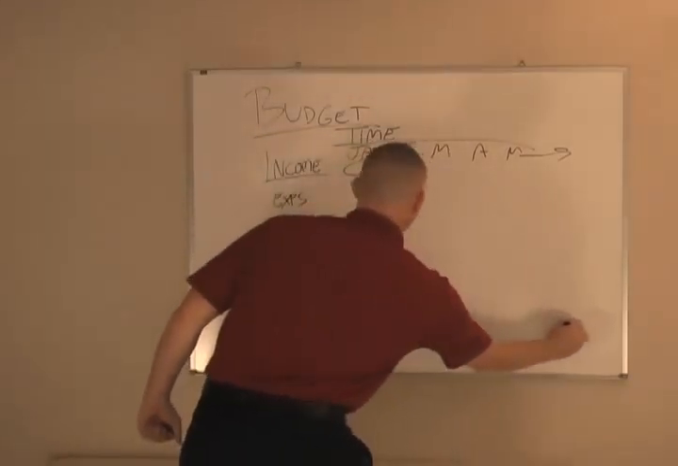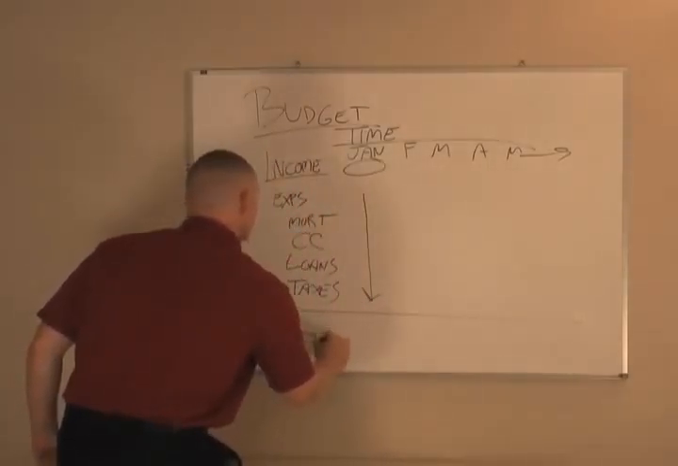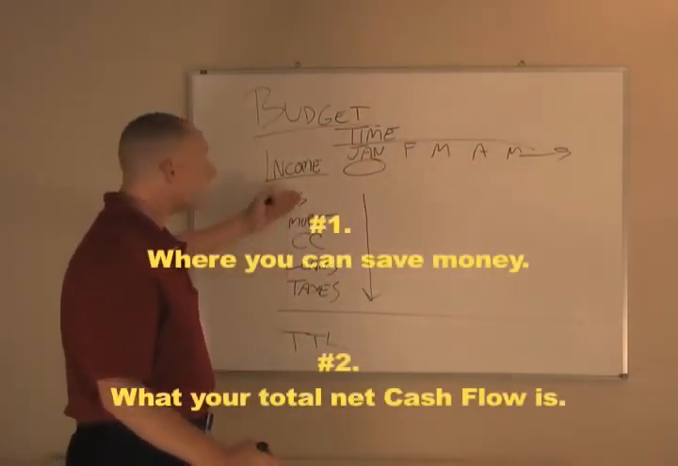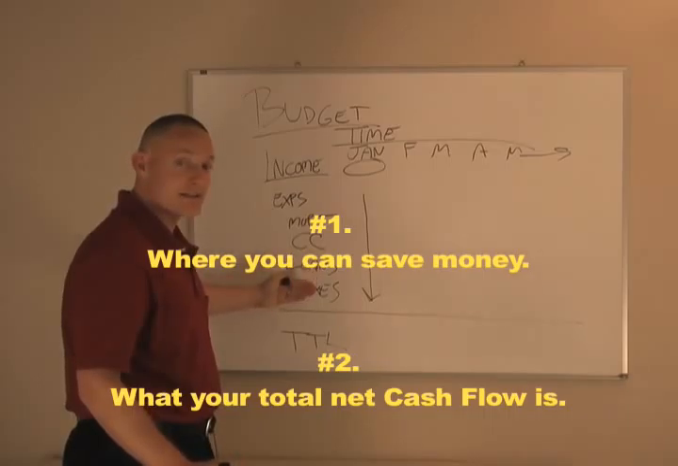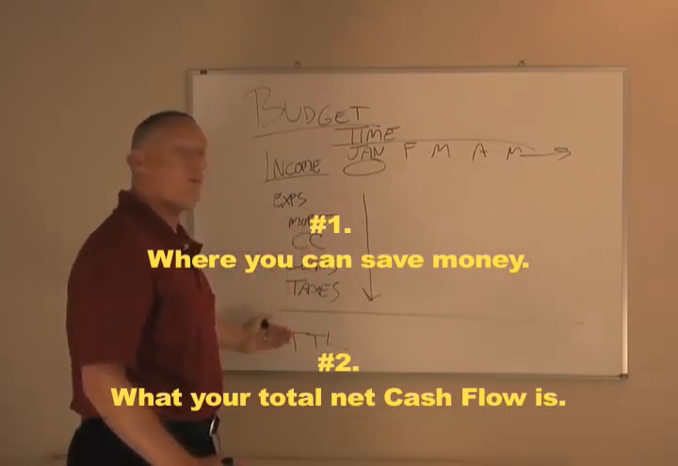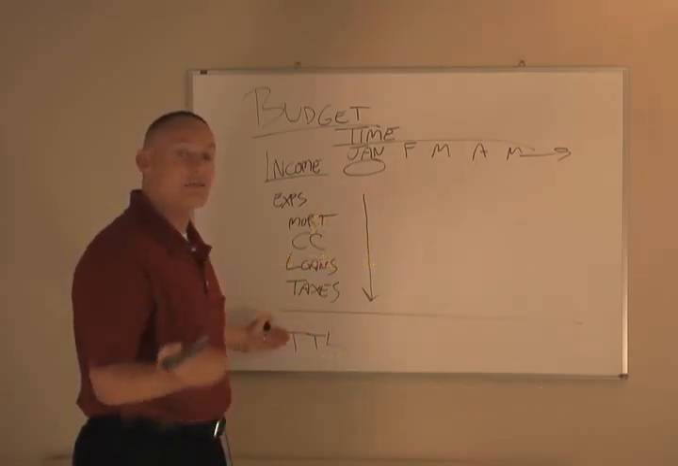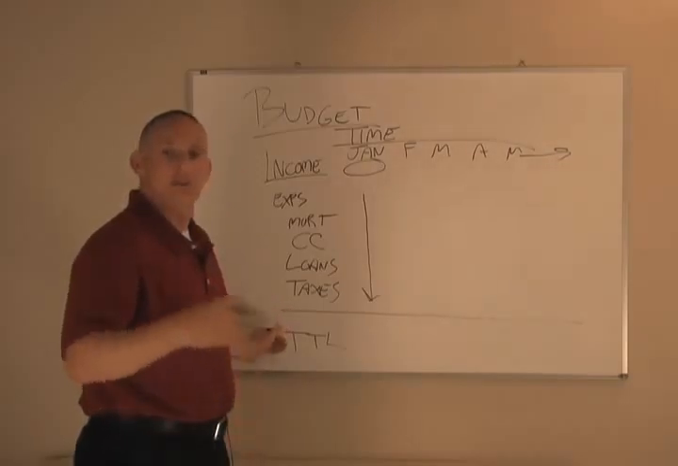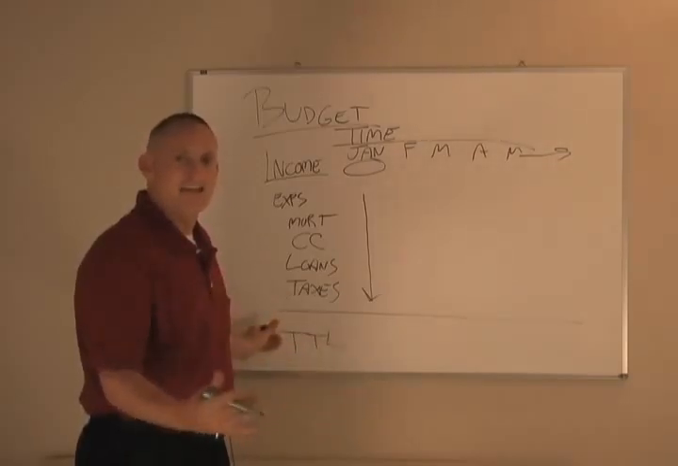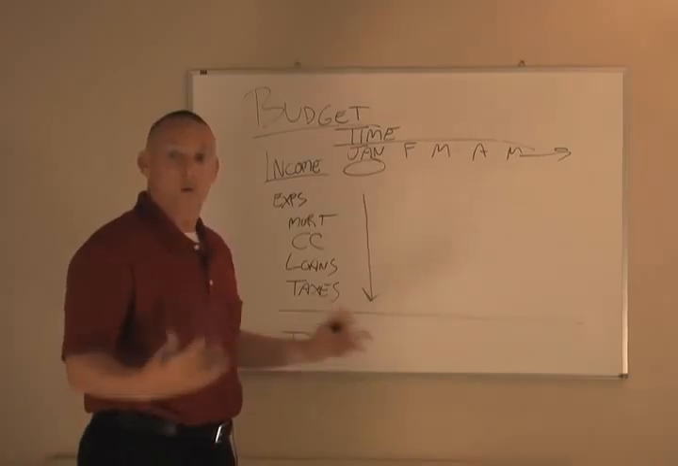And what you can do at the end of the day is total it up to see two things. Where you can save money in expenses, one. Two, what your total net cash flow is at the end of the month, be it positive or negative. Remember, if it's negative, that's bad. You're going to go broke, you're going to be bankrupt. If it's positive, you're going to be able to build wealth, you're going to be able to invest more, save more, do more things for your family while you're alive.